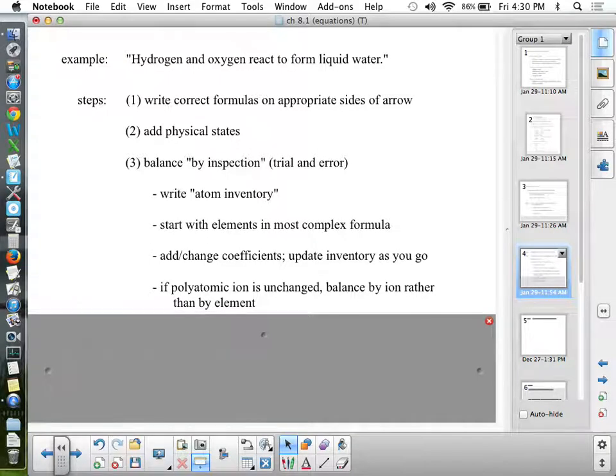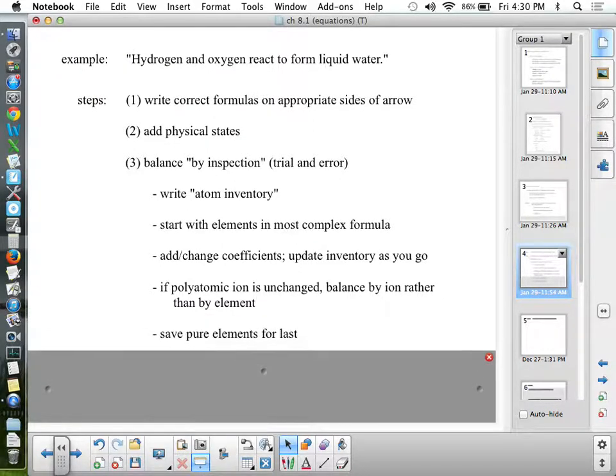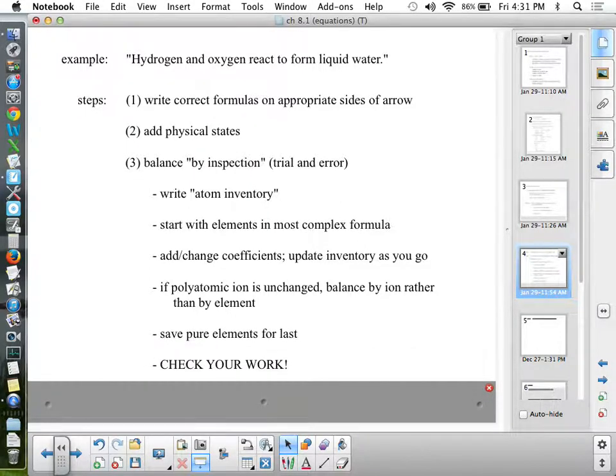If there is a polyatomic ion involved in the reaction and it does not undergo change, it's best to balance not by element, but in fact by polyatomic ion. I'll show you an example of this in a minute. And then finally, save any pure elements for last. If one of the reactants or products is an uncombined element, that will be the last one that you want to balance because you can balance it by simply putting whatever coefficient you need. Finally, go back and check. Make sure that you count very carefully to see that you have the same number of atoms of each element on each side of the arrow.